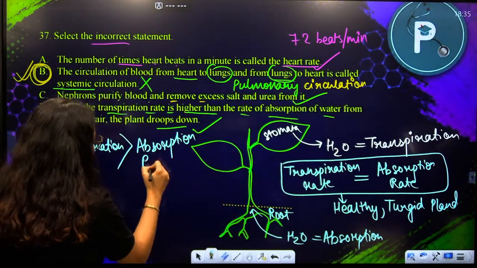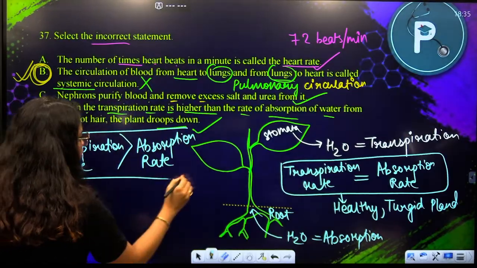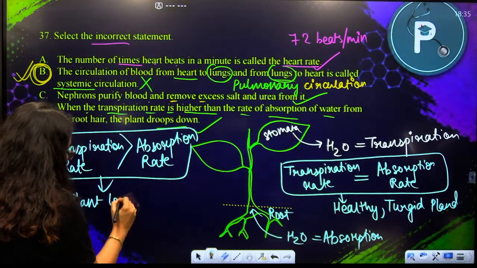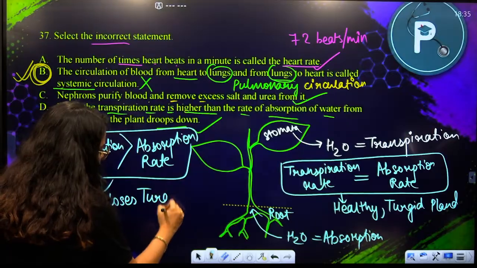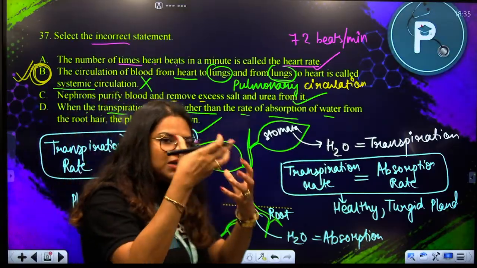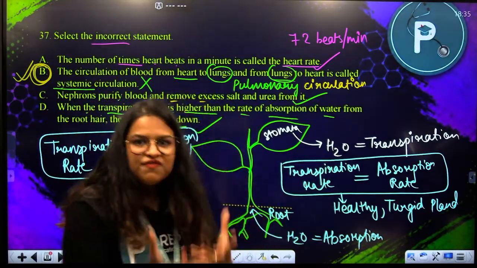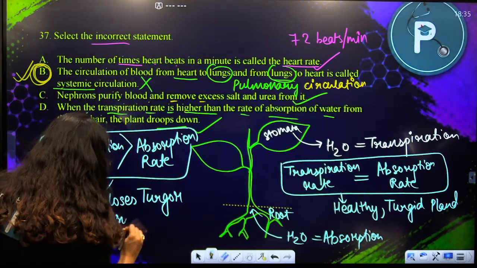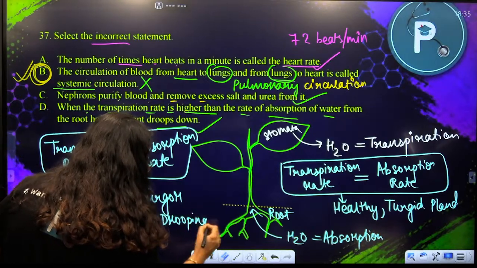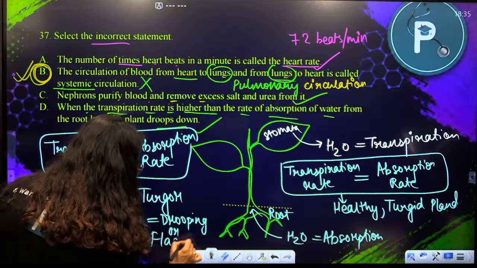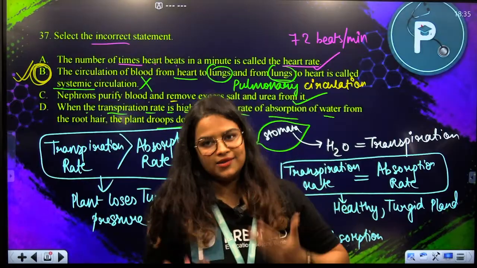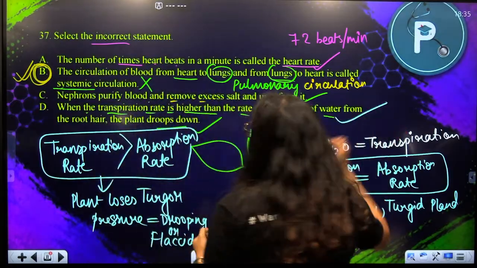So what would happen? The plant is losing water, no? The plant would lose turgor pressure or turgidity. As it loses the turgor pressure, the plant would immediately start drooping down. It would become flaccid, isn't it? Drooping or flaccidity happens. The leaf would become very wilted. It would lose water. So this statement is also correct. Absolutely right.